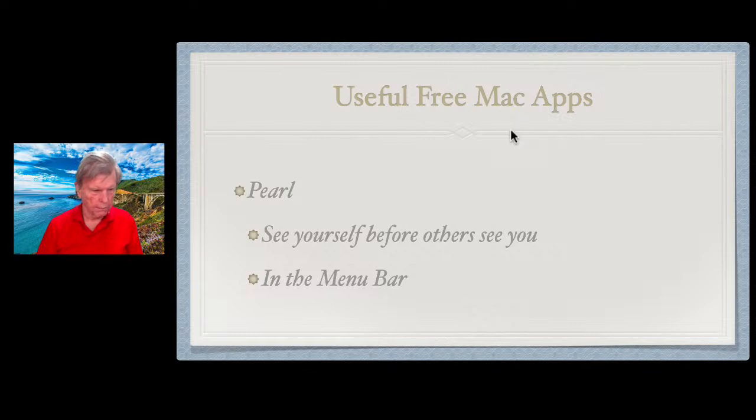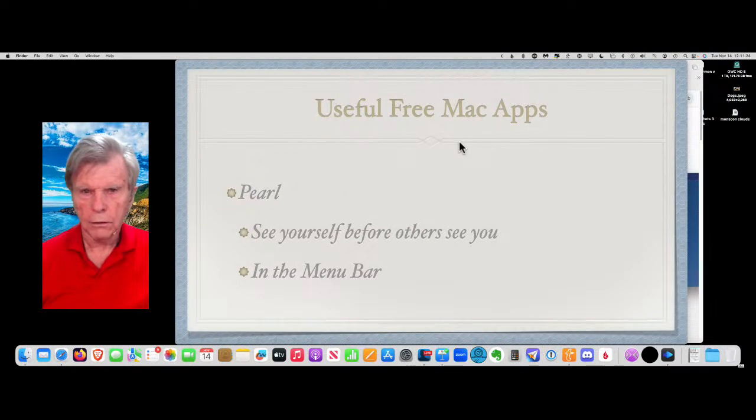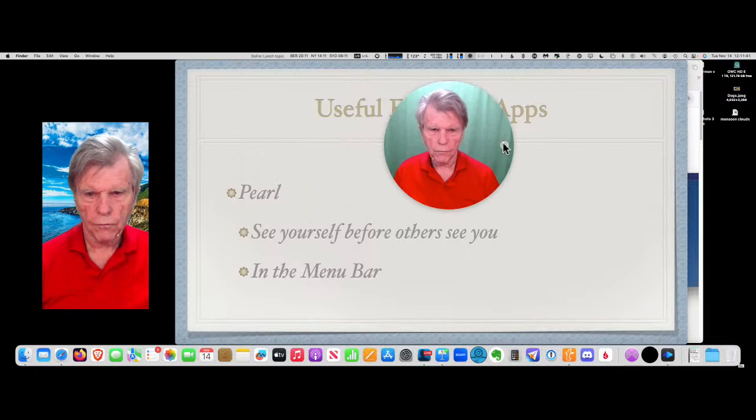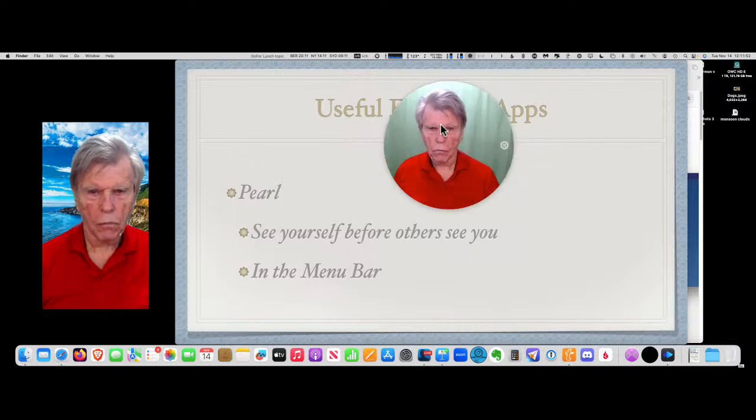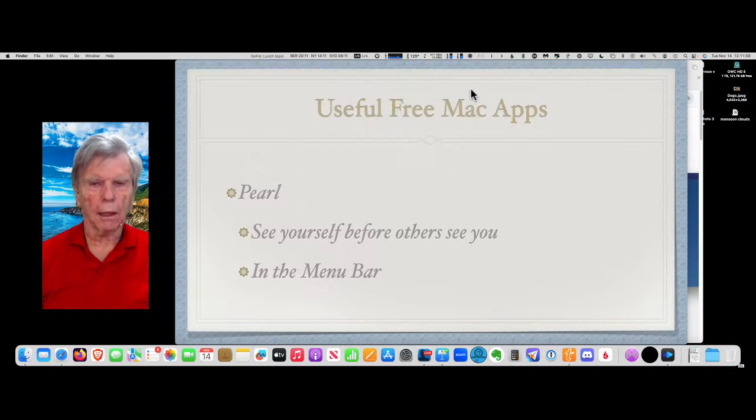So it looks like I was not in the Finder, so we're going to try that again. Now I'm in the Finder. And here's Pearl. And make it bigger, move it around. Switch cameras. And that's Pearl. And you click on the menu bar icon to get rid of it.